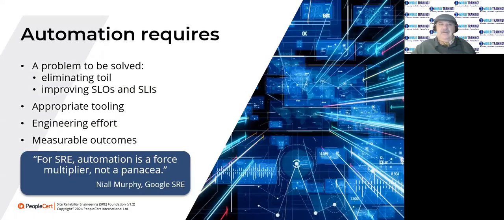Automation doesn't happen by itself. It requires a number of things. First and foremost, as SREs, you're really concerned about engineering discipline. The first thing you want to do is clearly understand what it is you're trying to do. Most of the time in the SRE world, automation has to do with reducing or eliminating toil, making something easier to do or less manual. It could also have something to do with meeting or improving SLOs, SLIs. There are good examples of automation there.